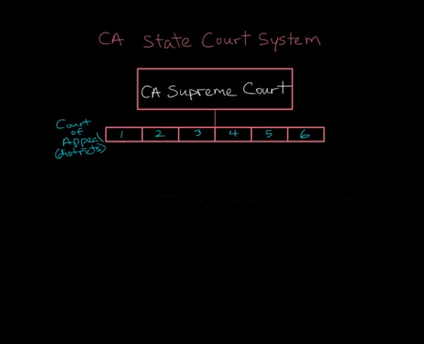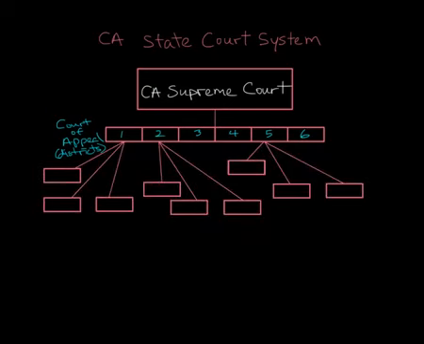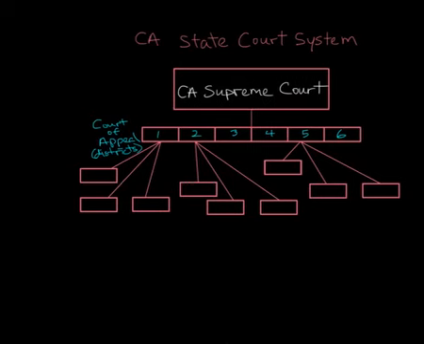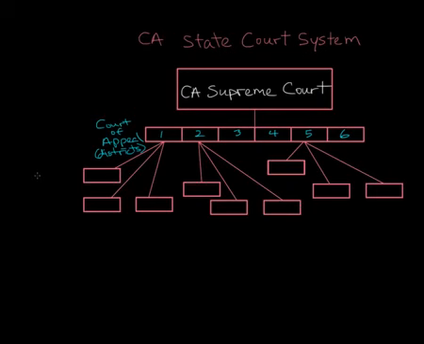So each district of the California Court of Appeal is responsible for hearing the appeals from the trial courts in that district. Right? So we've got the different trial courts within each district. And the trial courts in the California state court system are called something different. Obviously, they can't be called district courts. So in the California state court system, the trial courts are called the superior courts.